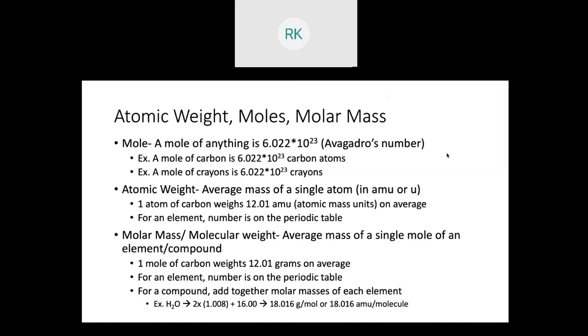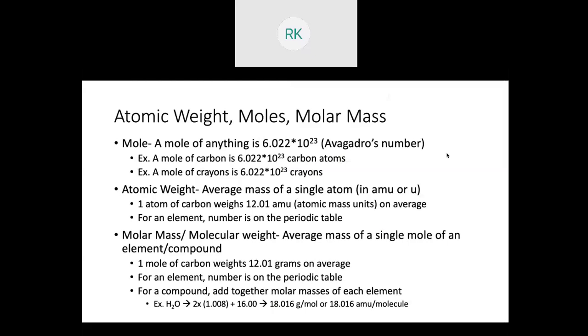Now, we have atomic weight, okay? And so this is the average mass of a single atom. And these will be measured in AMU. That's typically how I'll write it. It stands for atomic mass units. But I noticed in the slides they also said that you can use a U symbol to represent AMU. Personally, again, I tend to write AMU.